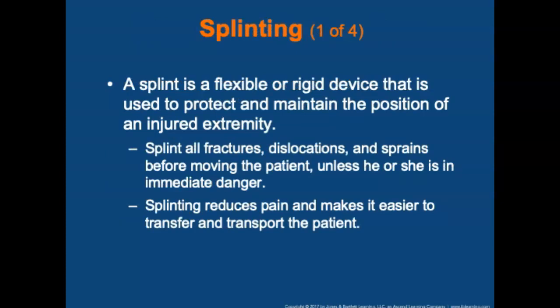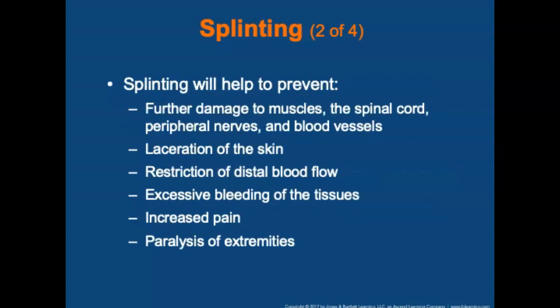Okay, so splinting. A splint is a flexible or rigid device that is used to protect and maintain the position of an injured extremity. Unless the patient's life is in immediate danger, you should splint all fractures, dislocations, and sprains before moving the patient. Splinting reduces pain and makes it easier to transfer and transport the patient.